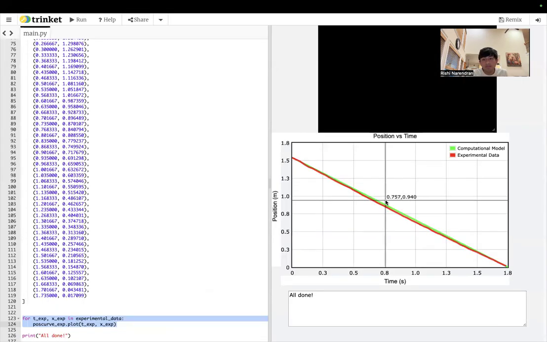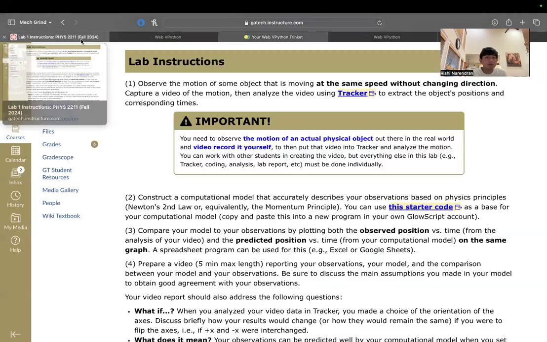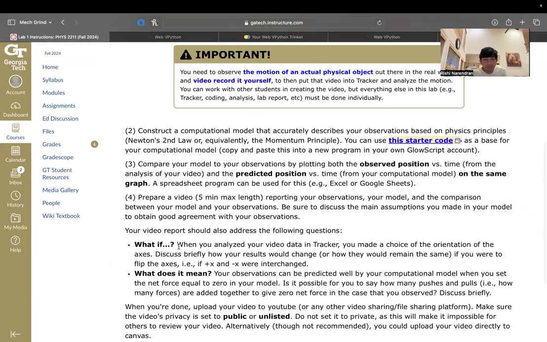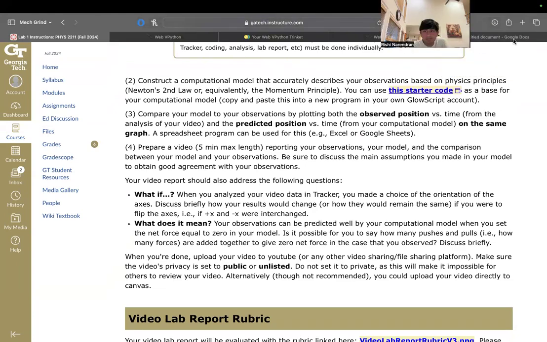So as you can see, we have the green, which represents my computational model, and the red, which represents my experimental data. Some observations I can make about this are some of the roughness in the experimental data graph. It's not a completely straight line, and this is because of the non-ideal conditions that comes with almost any experiment. So then I'm going to talk about a couple of things. I'm going to talk about the main assumptions I made in my model to obtain good agreement with my observations. And then I'm also going to answer the two questions. So let's get into that.